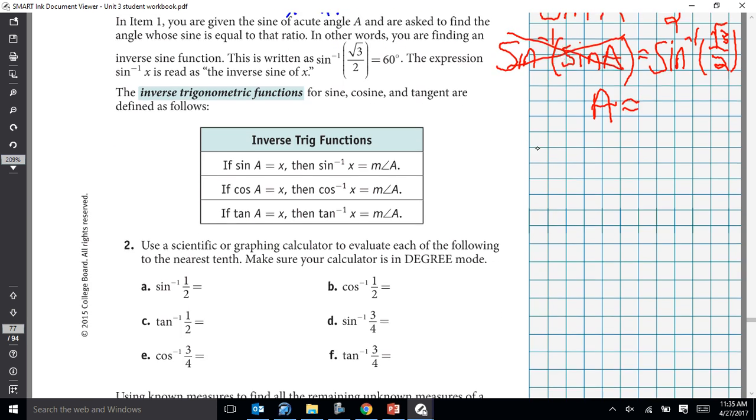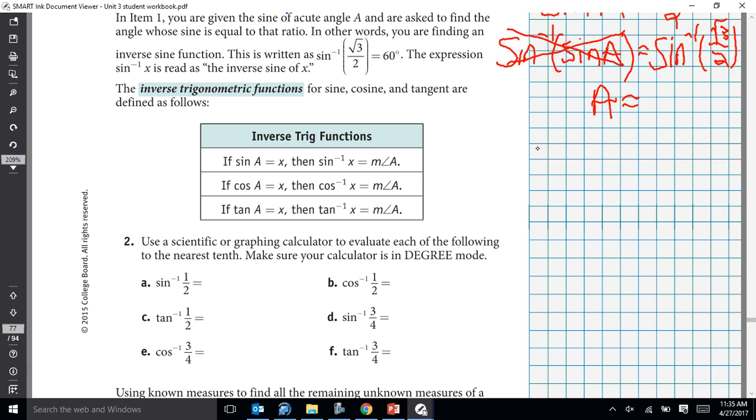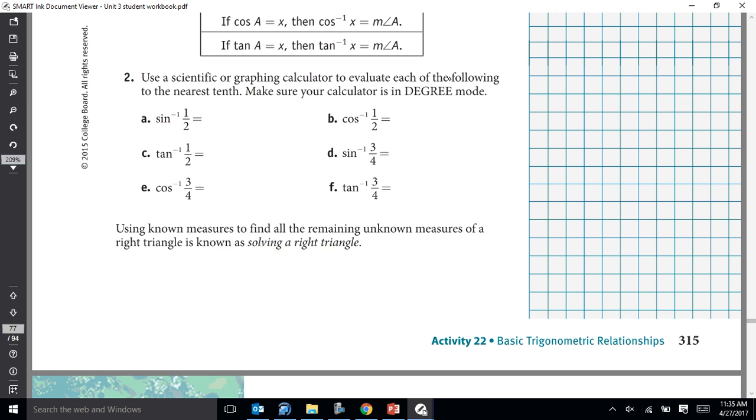All right. So all of our trig functions have inverses. They have ways of undoing. To undo sine, you do inverse sine. To undo cosine, you do inverse cosine. To undo tangent, you do inverse tangent. And all that does is it separates the trig function from whatever is inside, from the angle measure inside. So let's do some practicing.